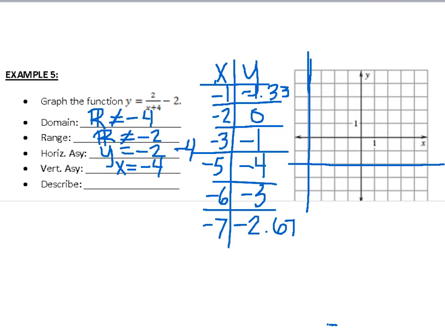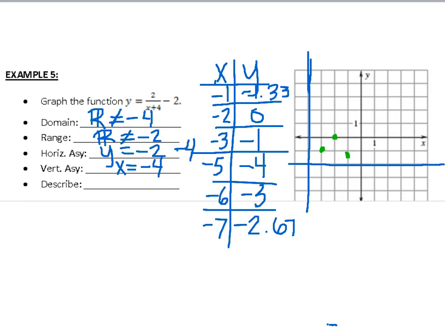So negative 1, negative 1.33 would be right about here. Negative 2, 0 would be right about here. And negative 3, negative 1 would be right about here.